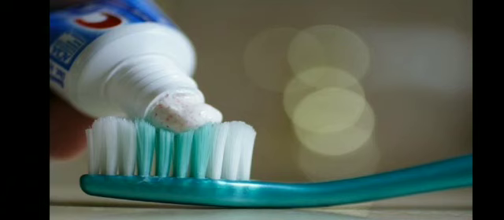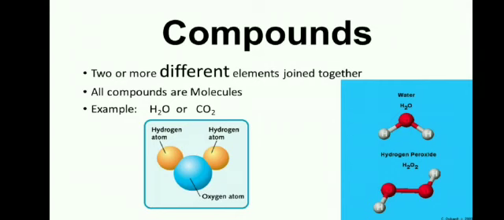So compounds in chemistry. What is a compound? Two or more different elements joined together. So a compound is nothing but two or more different elements joined together. All compounds are molecules. Example, the well-known water molecule.